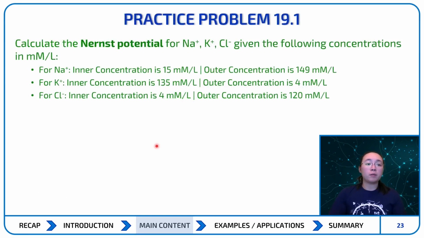Here's a practice problem that you can do to calculate the Nernst potential for several different ions given the following concentrations in millimolars per liter. The inner concentration is given and the outer concentration is given for each of these ions. Calculate the Nernst potential for each of these separately. And this would be very good practice for questions that come up.